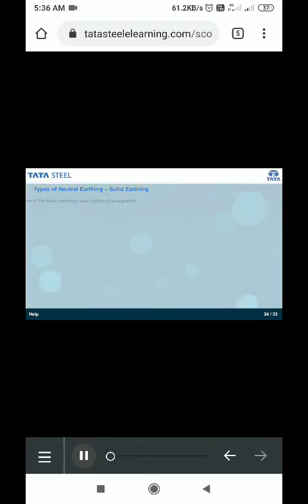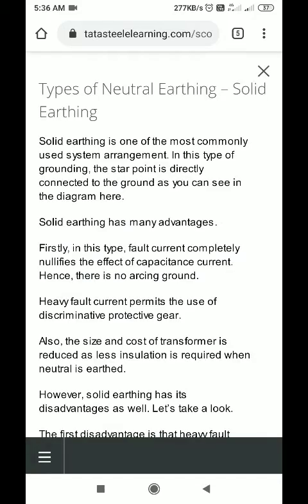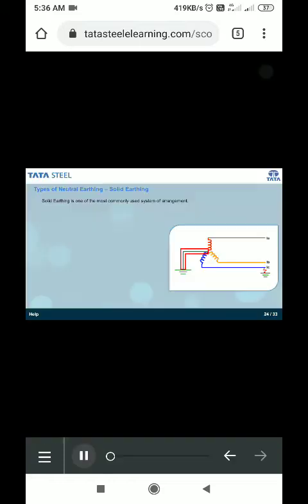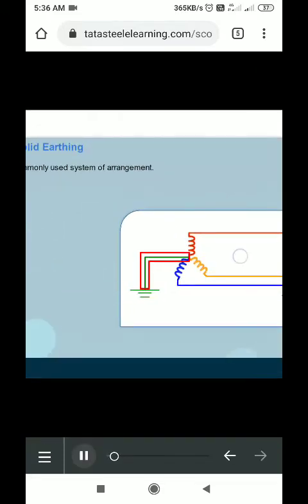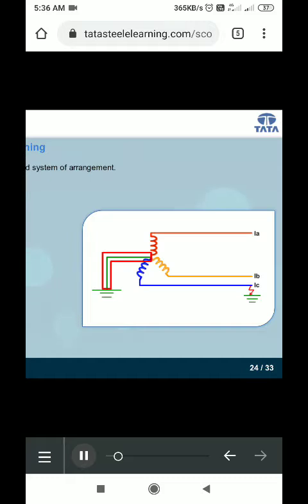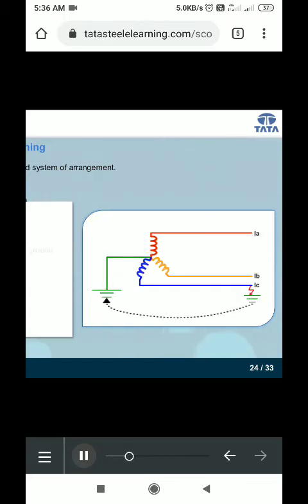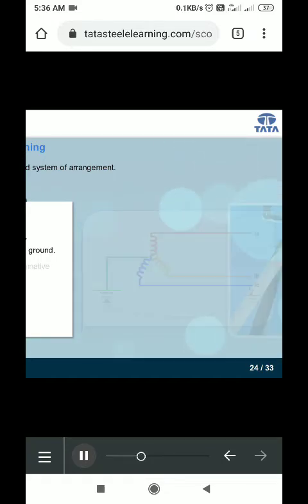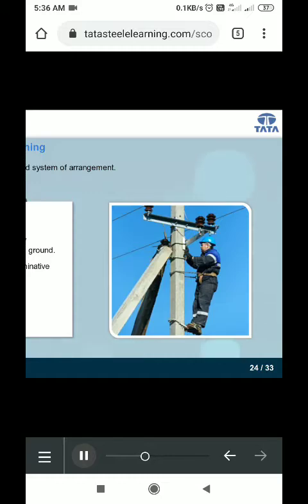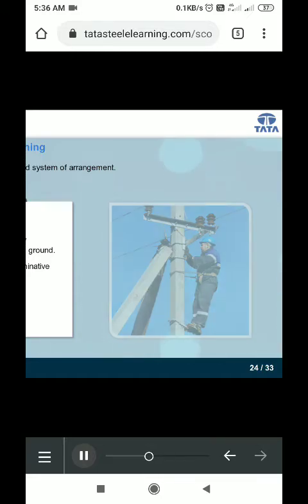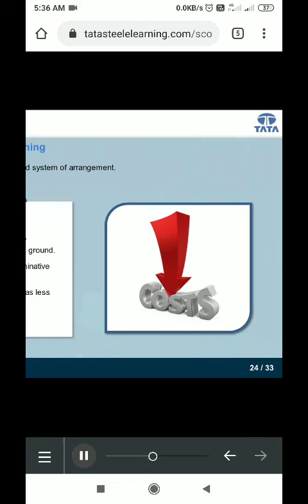Solid earthing is one of the most commonly used system arrangements. In this type of grounding, the star point is directly connected to the ground, as you can see in the diagram here. Solid earthing has many advantages. Firstly, in this type, fault current completely nullifies the effect of capacitance current. Hence, there is no arcing ground. Heavy fault current permits the use of discriminative protective gear. Also, the size and cost of transformer is reduced as less insulation is required when neutral is earthed.